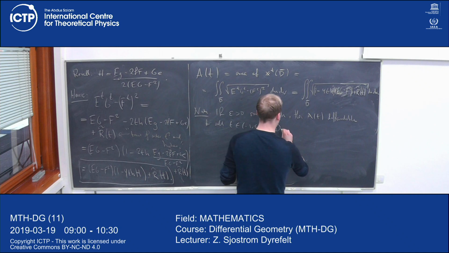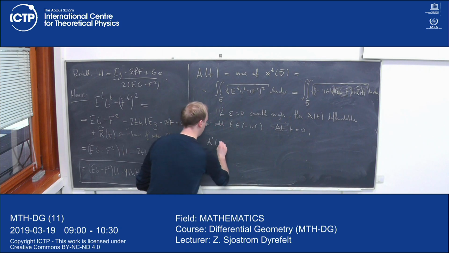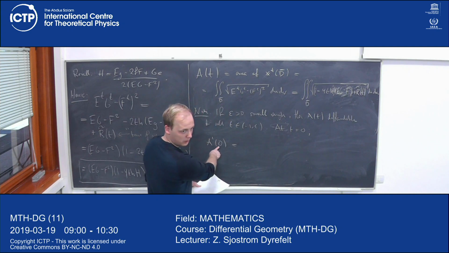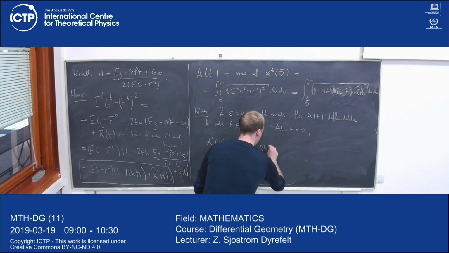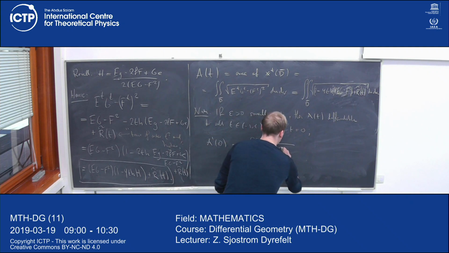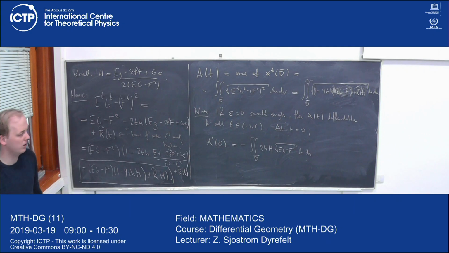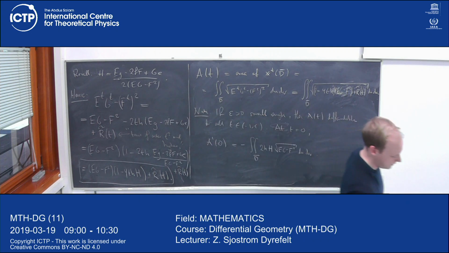So at t equals 0, we now get the following. We get A prime of 0. We can just differentiate this and put t equals 0. And then what do we get? We should get the following. Check this. If epsilon is small enough, we can make this computation and we get this result. Okay? So this is then the equation.